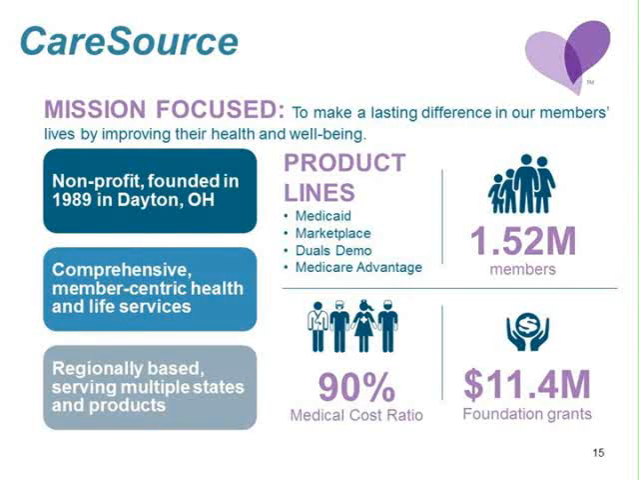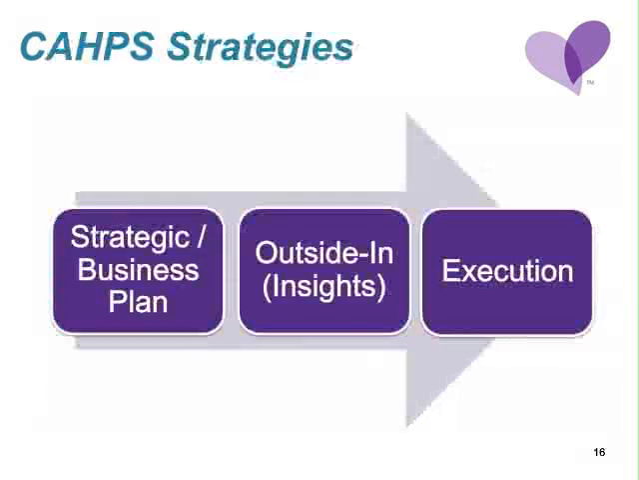So as we think about the CAHPS strategies, our framework is really 3 things. It's the strategic and business plan, it's the outside-in insights, and it's the execution.